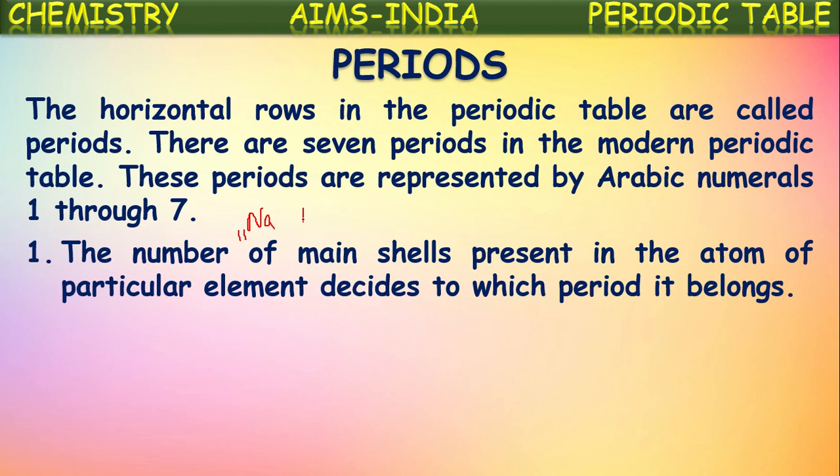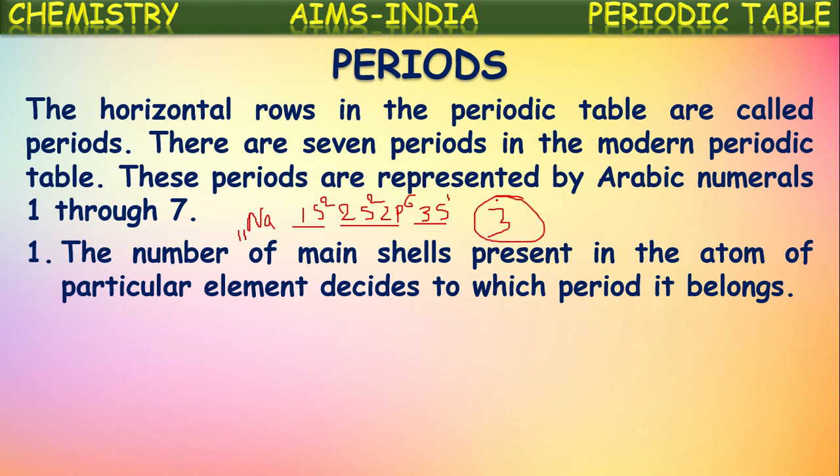If we write its configuration, we can write it as 1s2, 2s2, 2p6, next 3s1. This is the electron configuration of sodium. Now, if you observe the electron configuration, how many main shells or main orbits are existing in the configuration? That gives its period number. First shell, second shell, and third shell: totally three main shells are present in the configuration of sodium. So, its period number is 3.